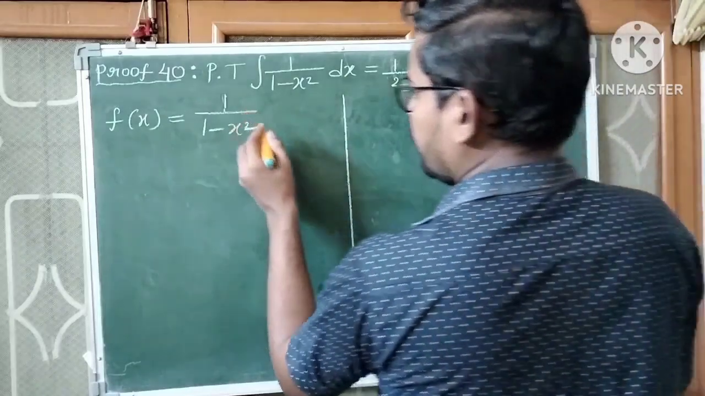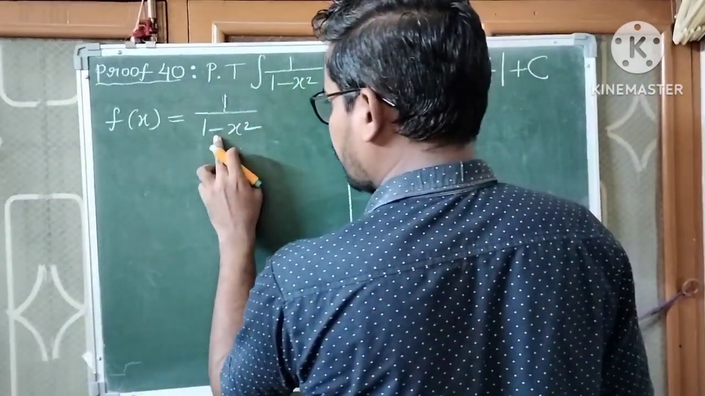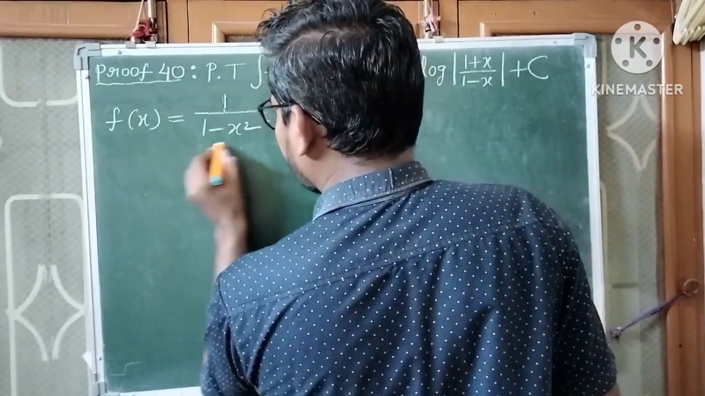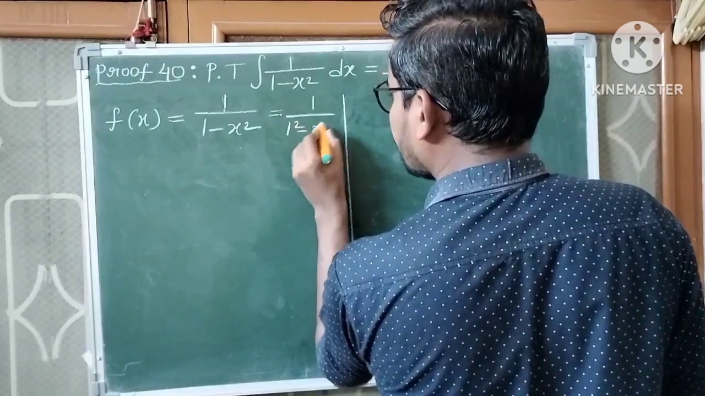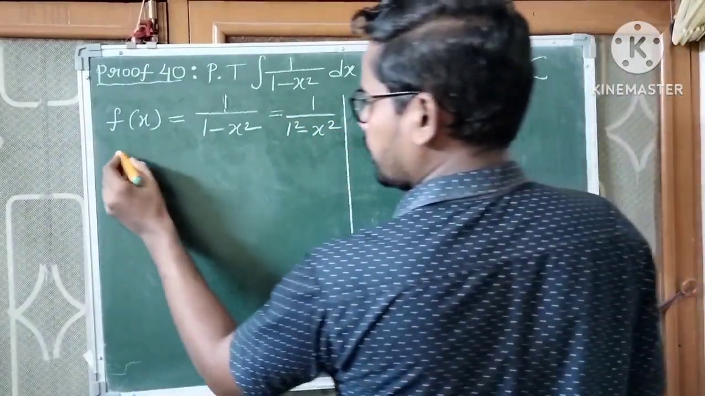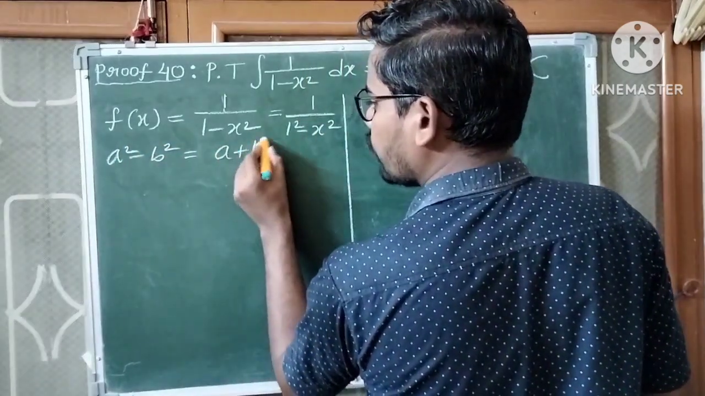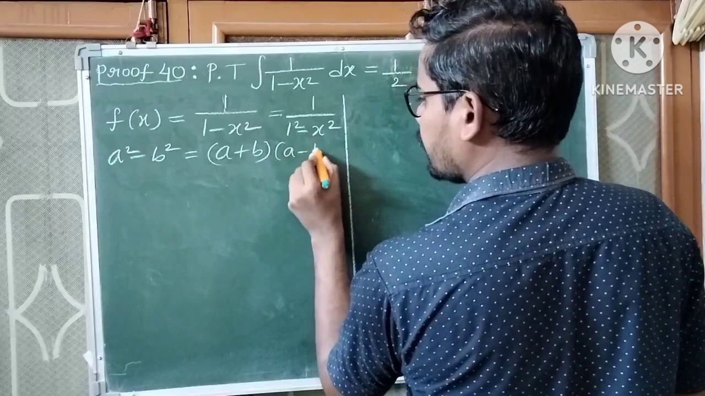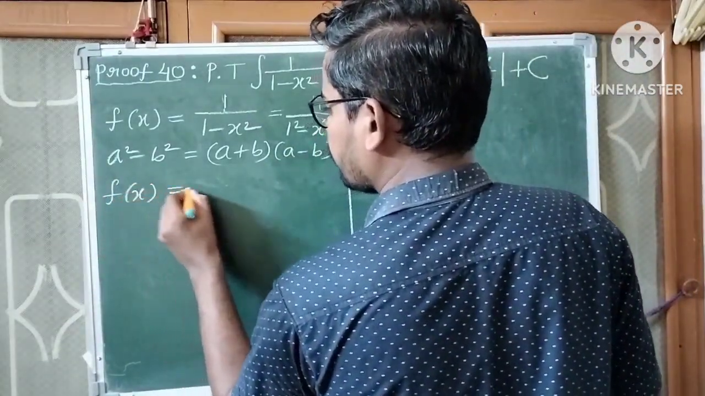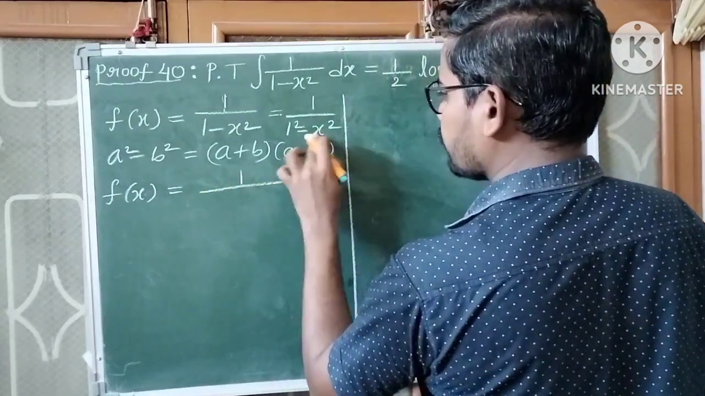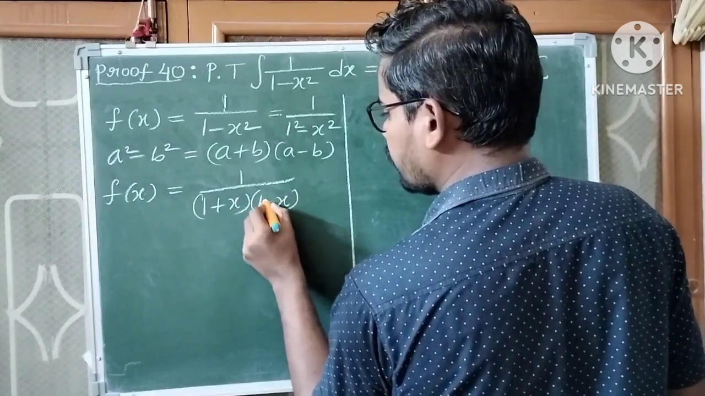So see, here 1 by 1 minus x square. Observe the denominator: 1 minus x square. It can be written as 1 square minus x square. We have an identity: a square minus b square is equal to what? a plus b into a minus b. Very important identity. So now f of x is equal to 1 by a plus b into a minus b.